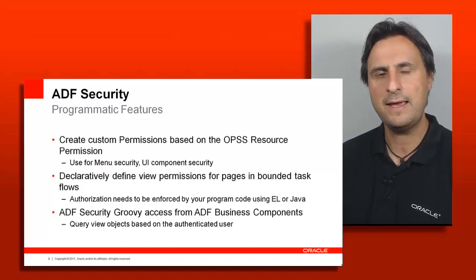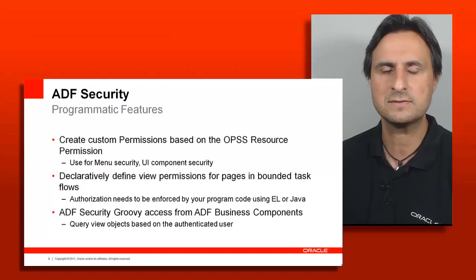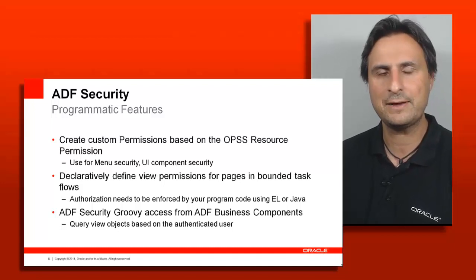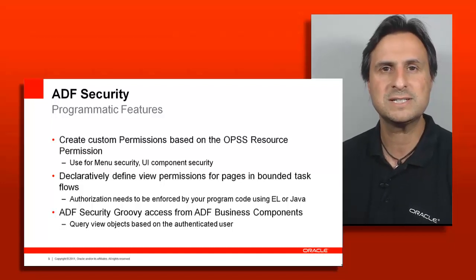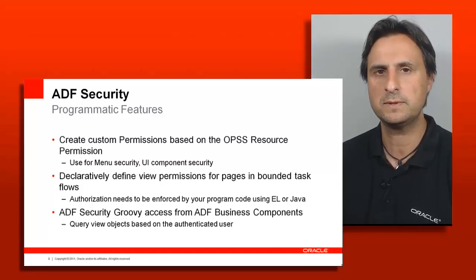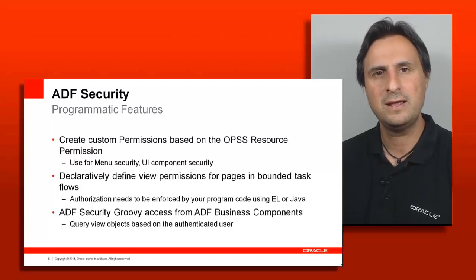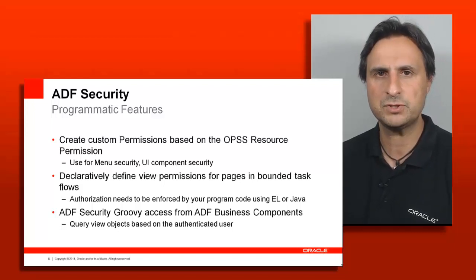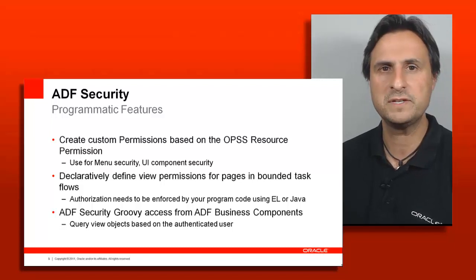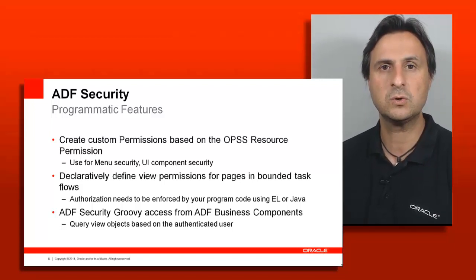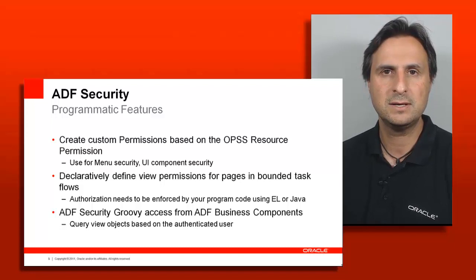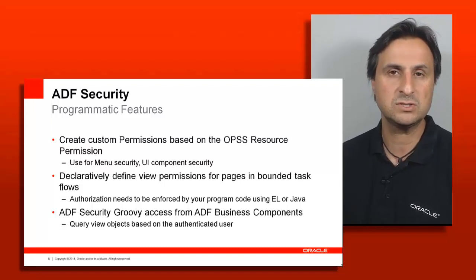So we assume that if a view is within the bounded task flow, and the user is allowed to access the bounded task flow, then the user is allowed to see the page and work with the page. If your use case is different, and a specific page needs extra protection, one option would be to put this page into its own bounded task flow and use a task flow call activity to navigate to it.